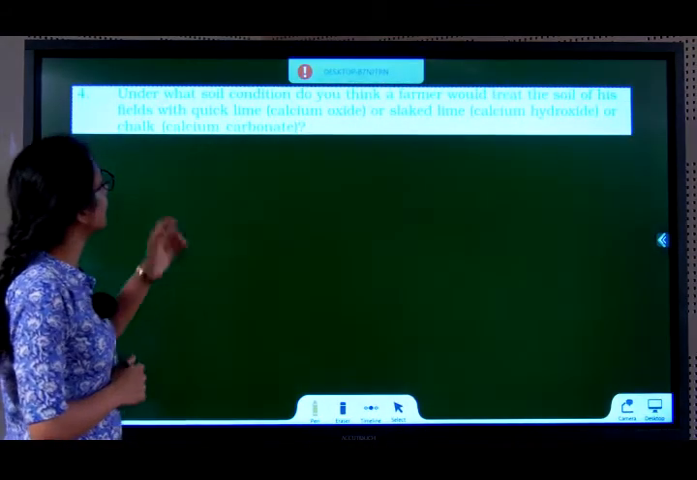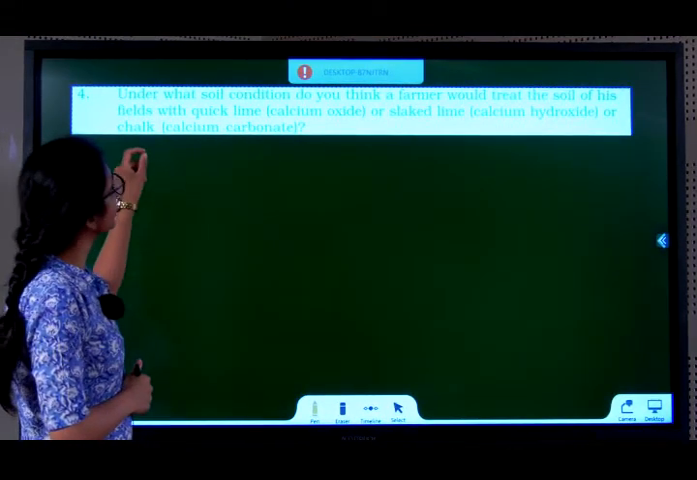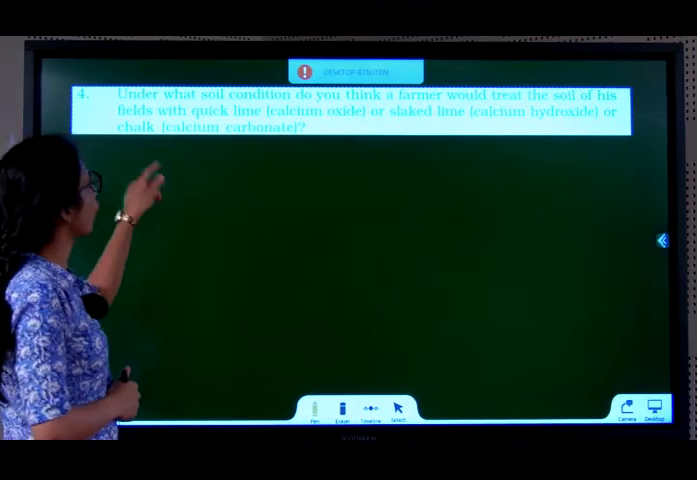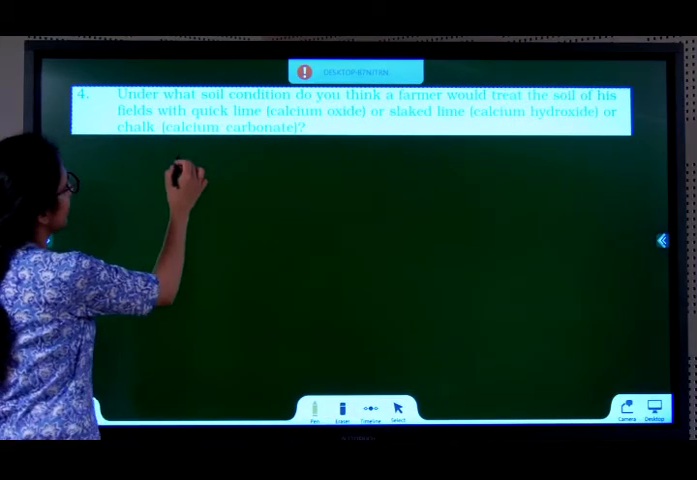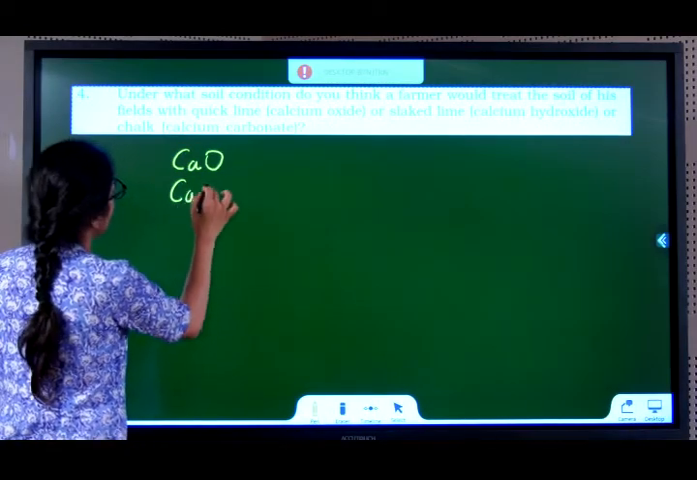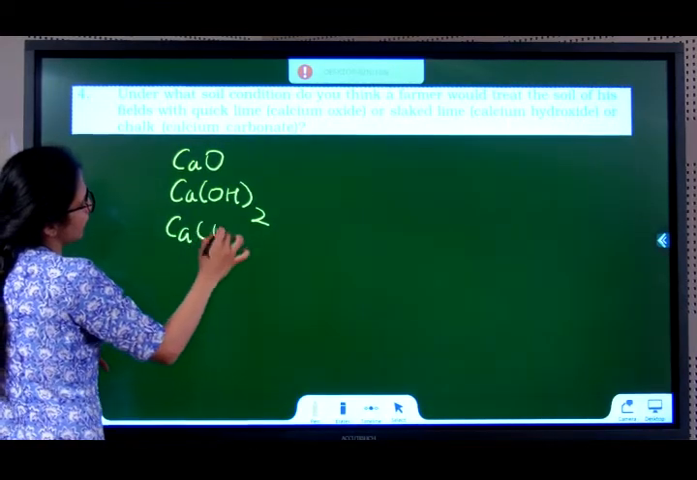Question 4. Under what soil condition do you think a farmer would treat the soil of his fields with quicklime or slaked lime or chalk? Quicklime, calcium oxide. Slaked lime, calcium hydroxide. Chalk, calcium carbonate.